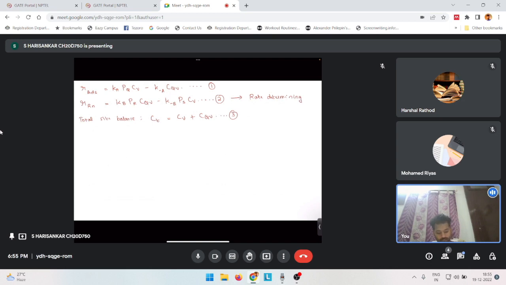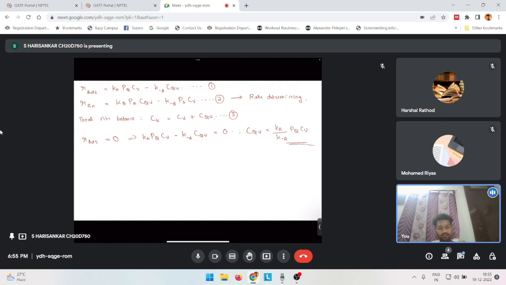So that means we can take rate of adsorption as 0. So that means Ka PQ CV minus K minus A CQV is equal to 0. So from this we can write the equation in terms of CQV as CQV is equal to Ka by K minus A PQ into CV.